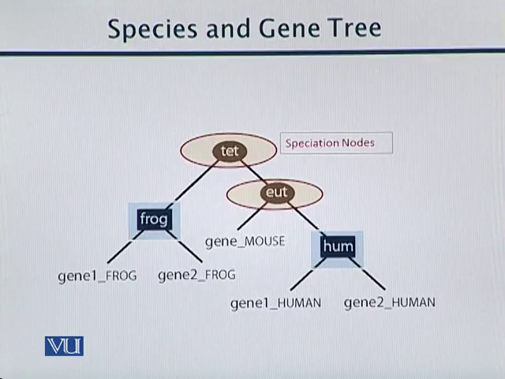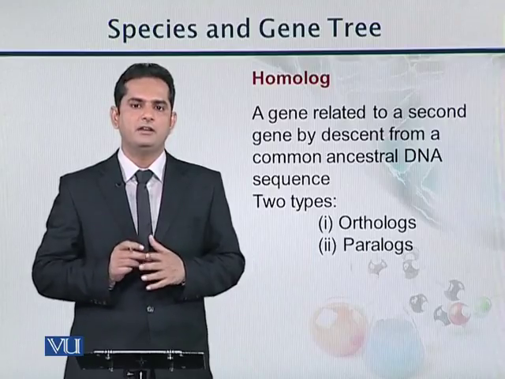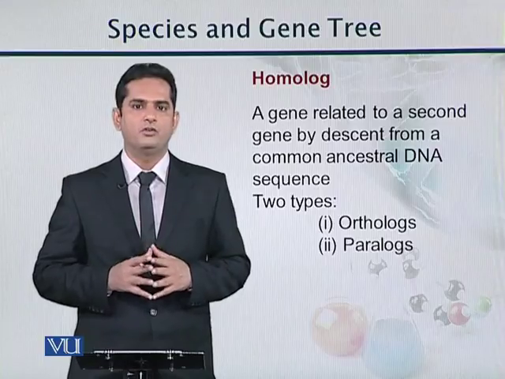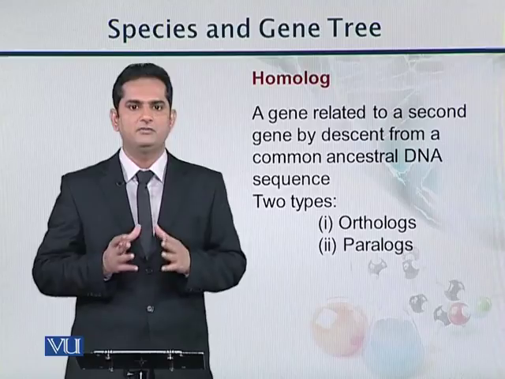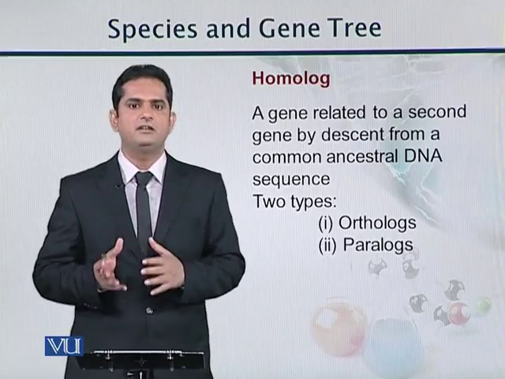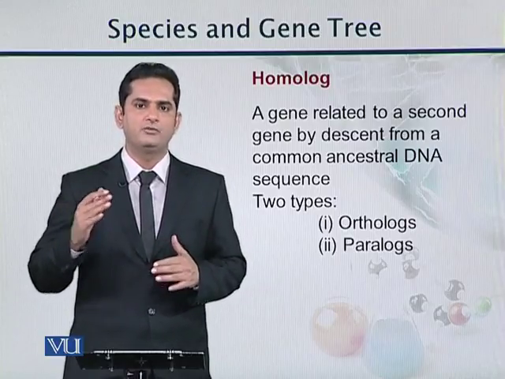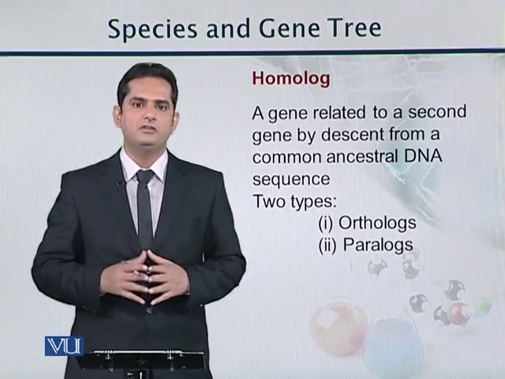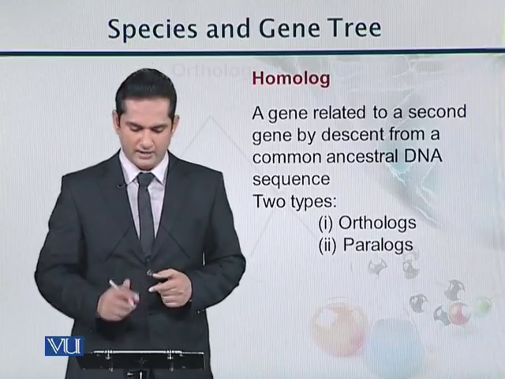So what are homologs now? Now we have seen what are gene tree and what are species tree, and we will see what is the application of gene trees. So basically there is one concept called homolog. Homologs are basically those gene sequences where one gene is related to another gene and they are from the common ancestral DNA sequence. तो उनका जो common ancestral sequence है DNA का वो common है, and there are two parts, gene 1 and gene 2. Based on this definition, we have two types of these homologs, which are orthologs and paralogs.